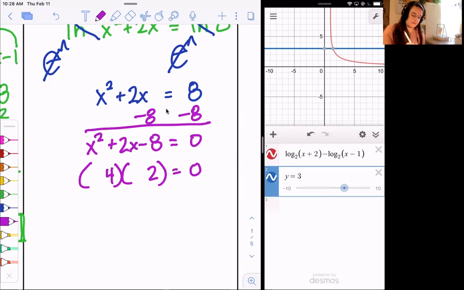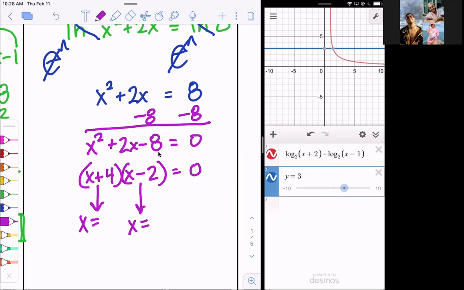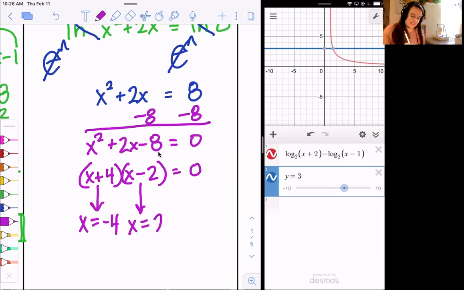4 and 2. What kind of 4? What kind of 2? A positive 4 and a negative 2. Thank you, Mia. So positive 4 because I have positive 2 here. So 4 and minus 2 would make 2. 4 times negative 2 makes negative 8. Perfect. All right, X equals, what are my 2 numbers? Negative 4 and positive 2.